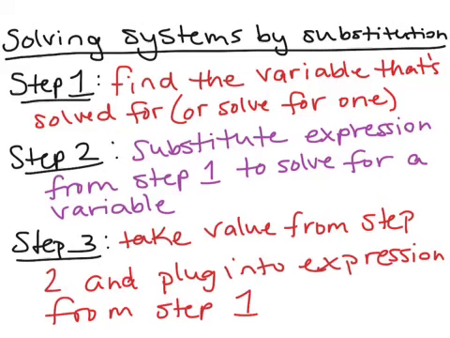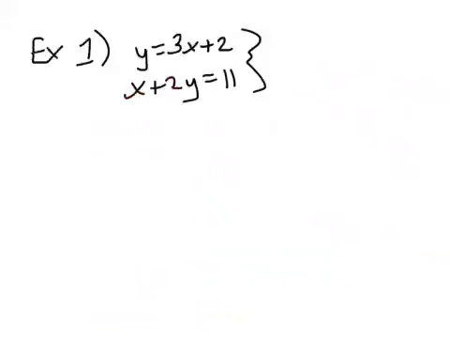The second step is to substitute the expression from step 1 to solve for a variable. The third step is to take the value from step 2 and plug that value back into the expression from step 1 so that you'll get an x value and a y value. So again, let's take a look at a couple examples so that that makes sense to you.